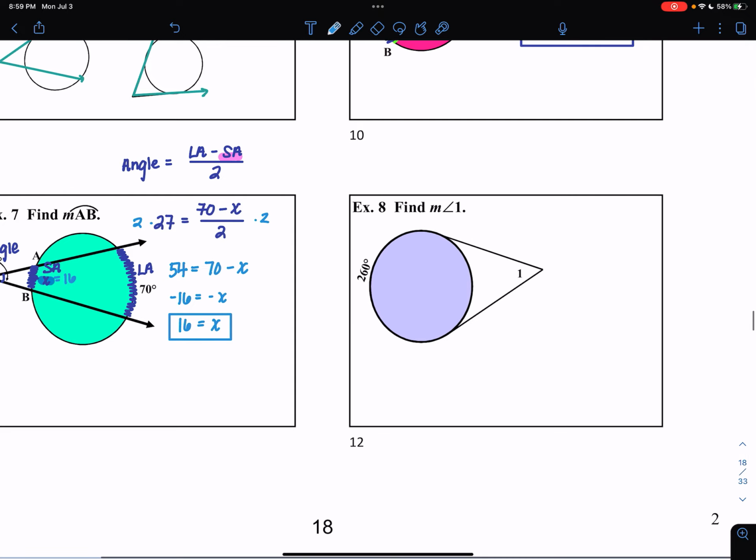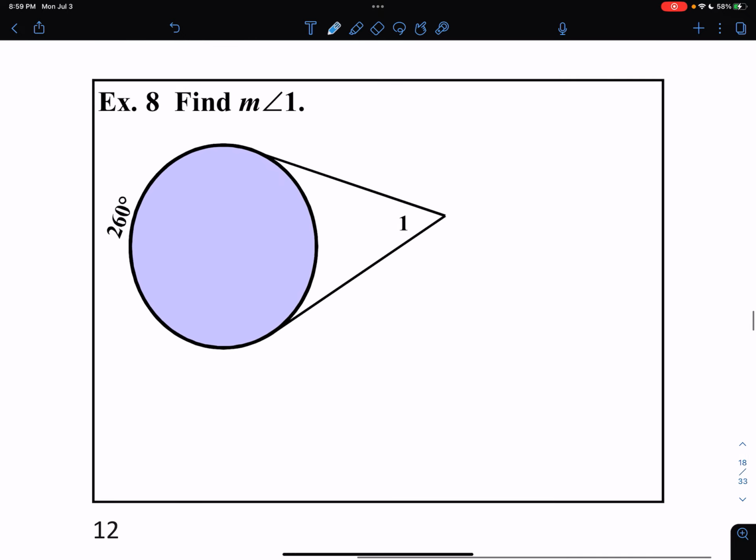All right, number 8. This time, we can see that our angle is formed by 2 tangents. So the vertex is outside of the circle and is formed by 2 tangents. What you'll notice on this one is that we have 2 unknowns at the beginning. So that tells us it's a multi-step problem. Remember, the angle equals the large arc minus the small arc divided by 2.